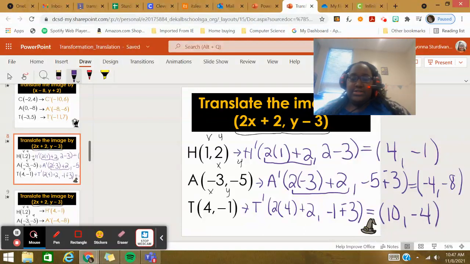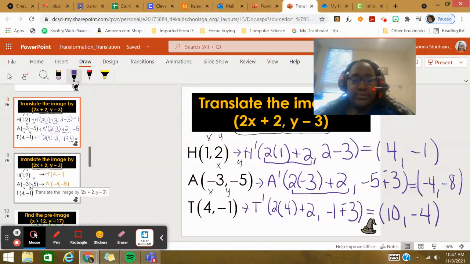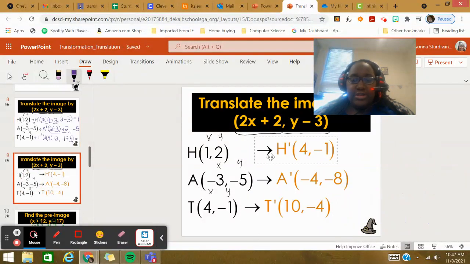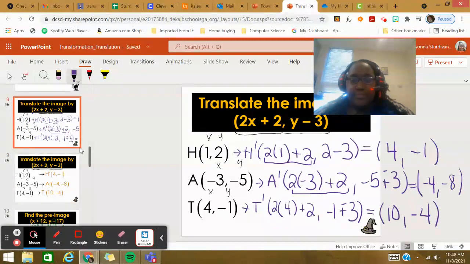Again, I will pause the video at this time to copy this down. But this is how you would translate coordinates using the rules. And as you see, when you go to the next slide, they got the exact same values. So H prime was 4, negative 1. A prime was negative 4, negative 8. And then T prime was 10 and negative 4.